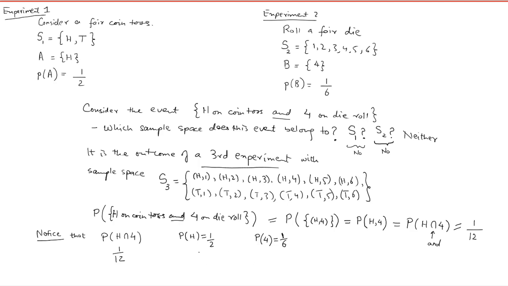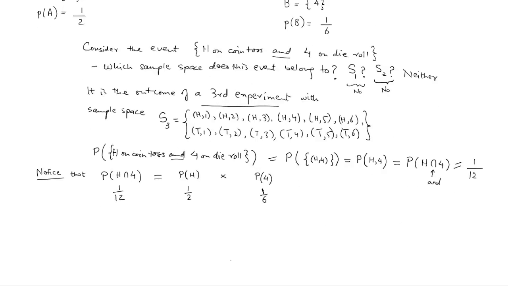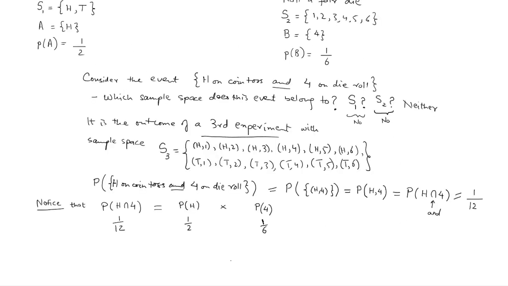What happens when you multiply them? This was half. This was 1 over 6. So it seems that the probability of intersection is equal to the product of these individual probabilities, right? Now we have to see whether this happens every time or not.